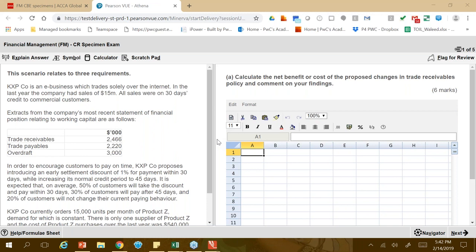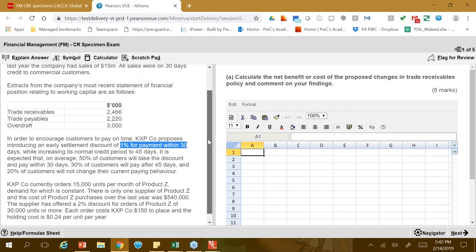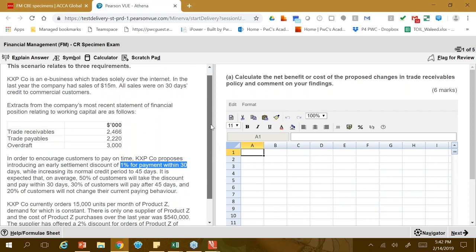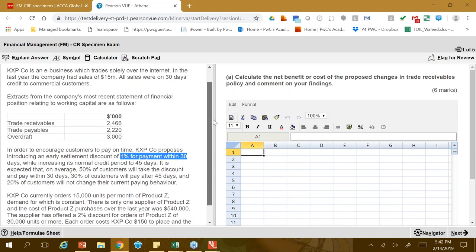So why are the 30% customers paying early? Well, they're not paying early yet. They are going to pay early here. As per the question, they're going to get the discount. So if they pay in 30 days, they will get a 1% discount. So that is an incentive for them to pay early. Any more questions here on this?